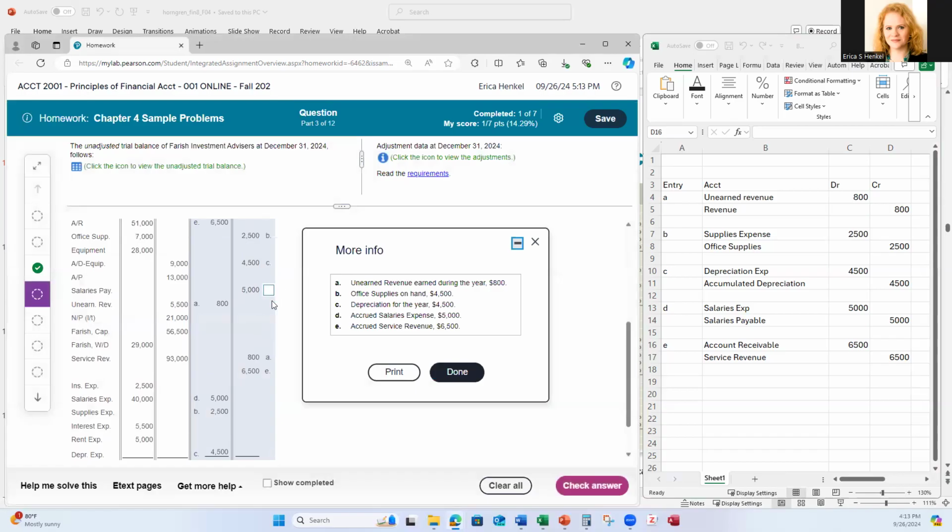Oops, and I forgot one little entry here, label. There we go.